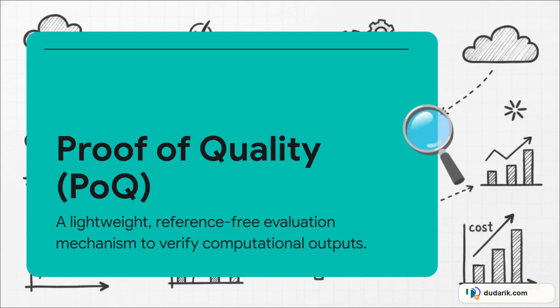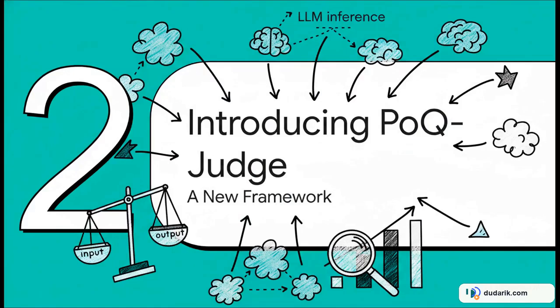Traditional pipelines usually rely on ground truth references, which is basically having an answer key, or they rely on running a super heavy LLM as a judge model. But in a decentralized setup, both of those approaches just completely break down. You don't always have a reference answer lying around, your latency constraints are incredibly tight, and honestly, you just can't afford the massive computational overhead just to grade the homework of your nodes. So we clearly need a new way to judge outputs, which leads us to section 2, introducing the PoQ-Judge framework.